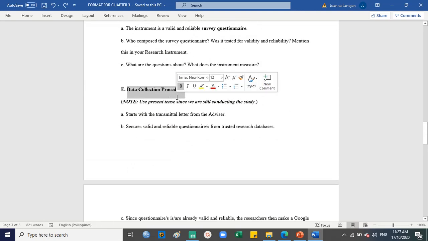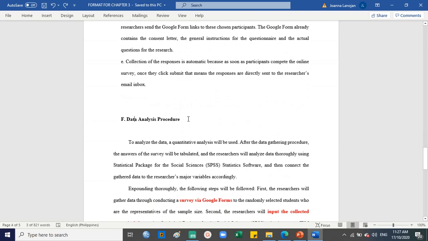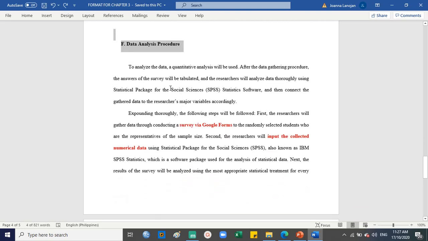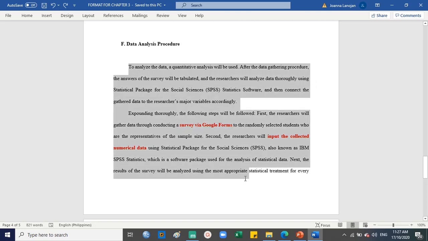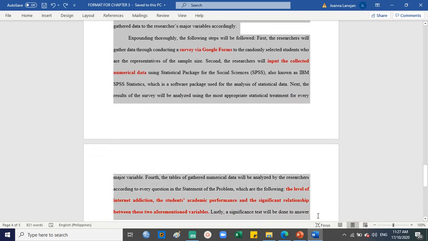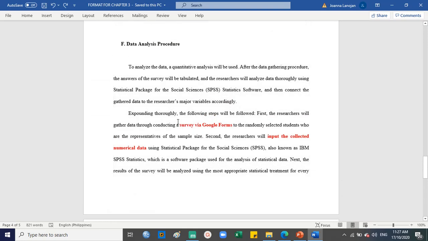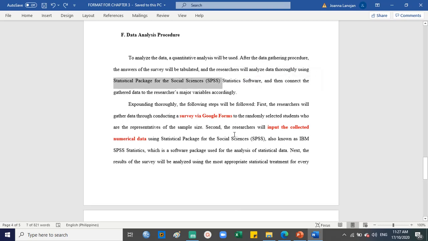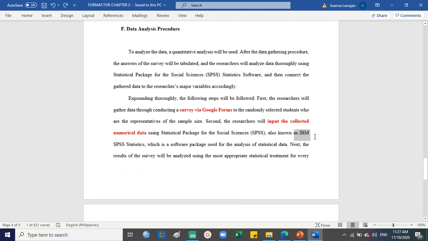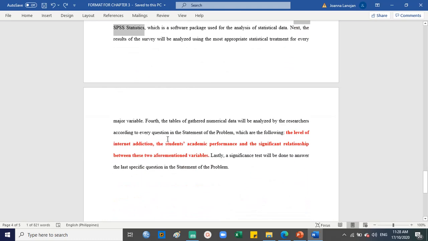That's the collection procedure. And then how to analyze the data, we are going to use SPSS. So yeah, that's it. Actually, you can follow this. Again, survey via Google Forms, then input the collected numerical data into SPSS. That is Statistical Package for the Social Sciences. Sometimes it's known as IBM SPSS Statistics software.